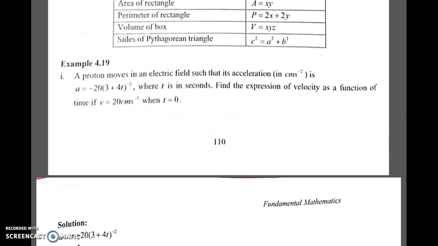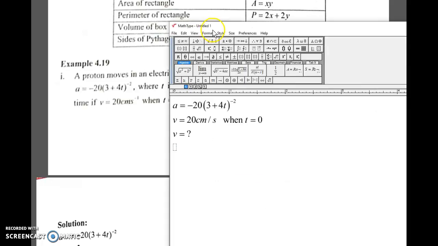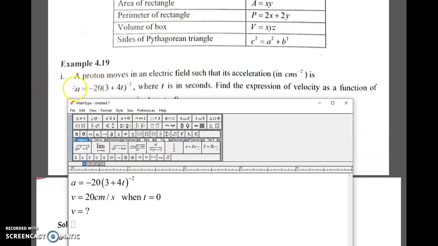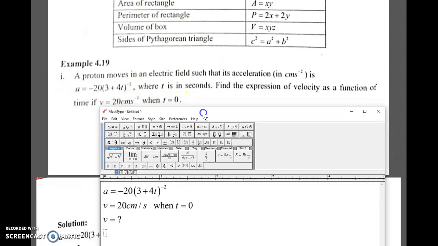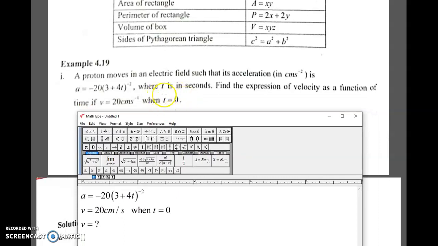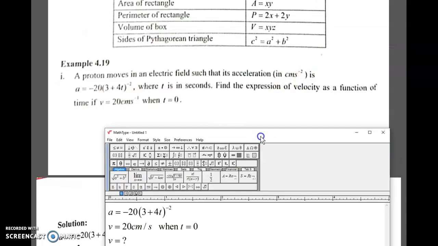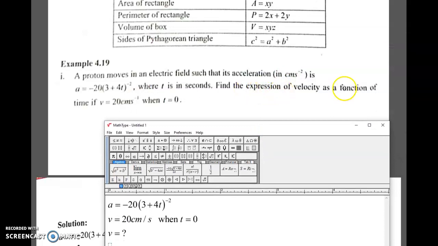So let's try to solve it. First, of course, we are going to extract every piece of information available in this question. We have the acceleration as a function, and when t is 0, the initial velocity is 20 centimeters per second. So what is the expression of the velocity? What is v?